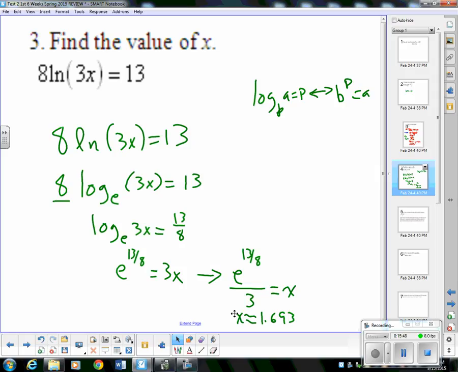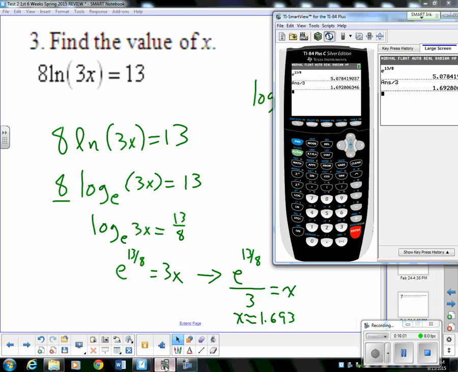And again, this could be a multiple choice question, or it could be open-ended. The method is just the same. If we're going to do it with the calculator, we need to pull the calculator up. Let's go to the y equals, clear all that out. Now what we need to do is put the function in, setting it equal to 0. This is pretty straightforward. 8 times the natural log of 3x, and then I'm going to subtract 13.